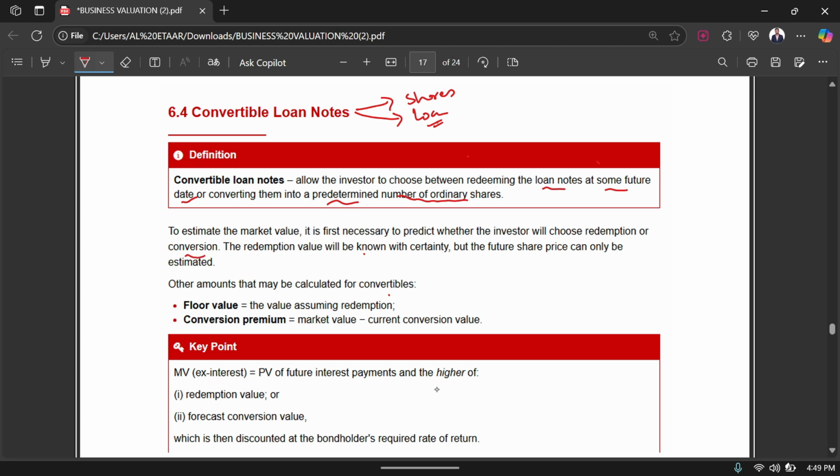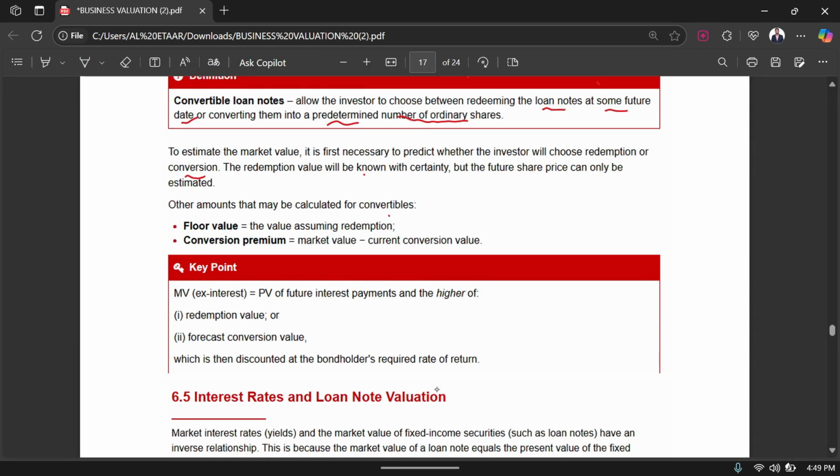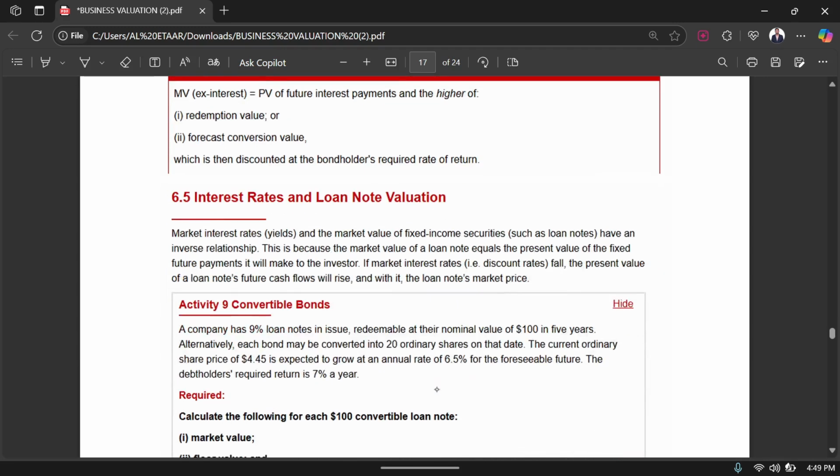That is correct. If you want to calculate the market value of a convertible loan note, first of all you will have to study the option. You will have to check what the investor will go for. Will he go for the redemption, or will he go for the conversion? That's the first thing you need to look at. Then there are a few new terminologies like the floor value and the conversion premium. I'm going to explain them with the example, which will be much easier for you guys to understand.